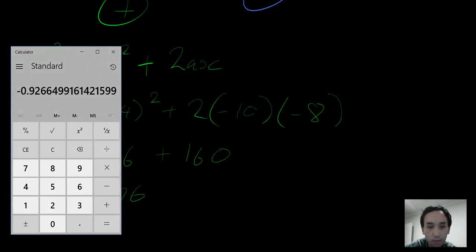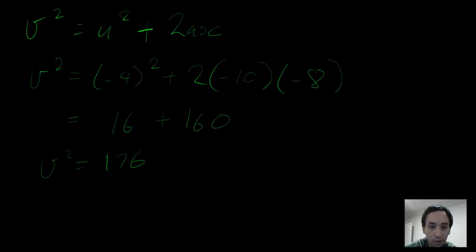I believe this gave us about 13, but we'll just double check. It's 176 square rooted. Yes, it does. So that means we get about 13.27. Okay. And that's that.